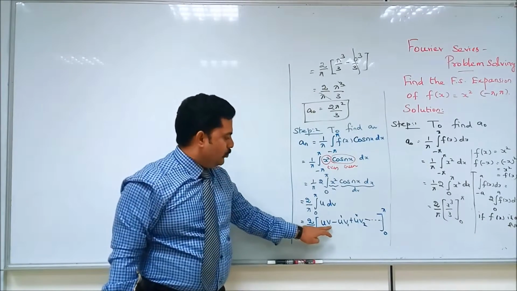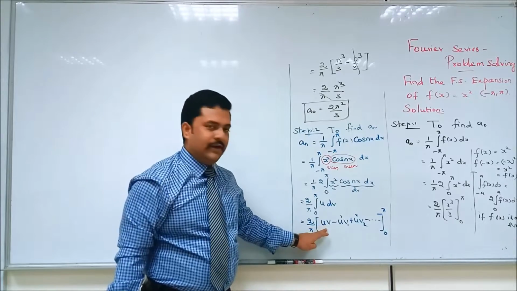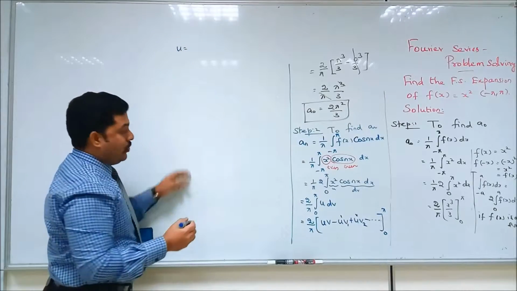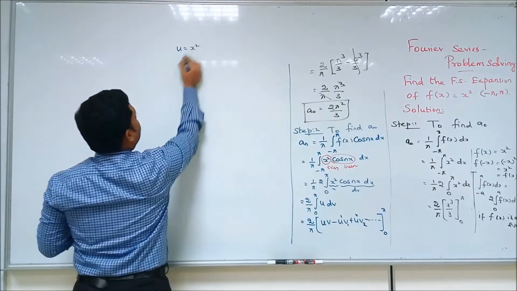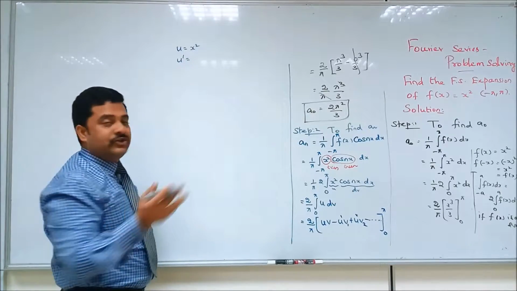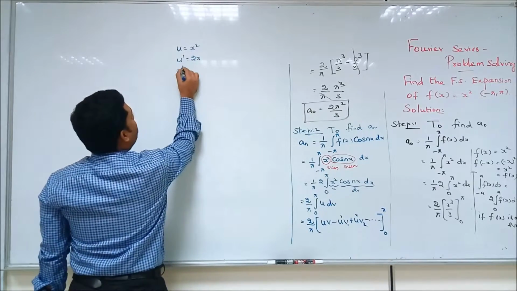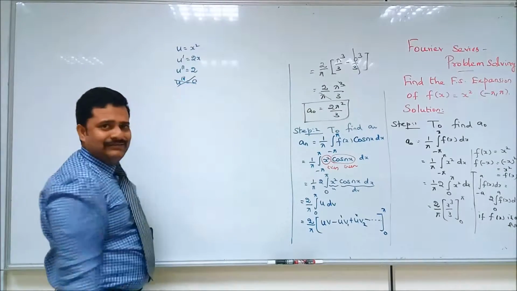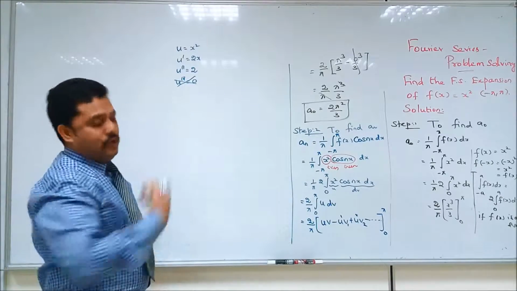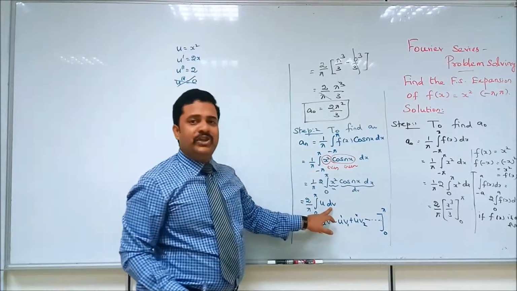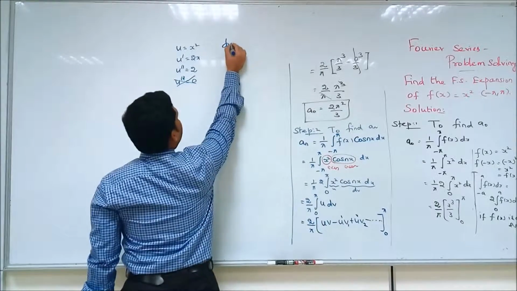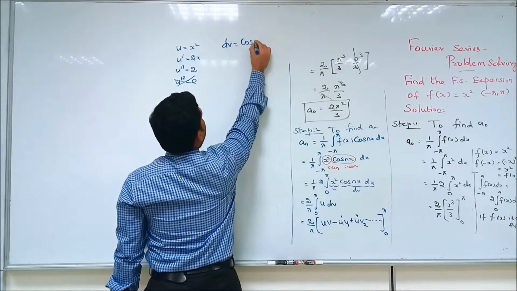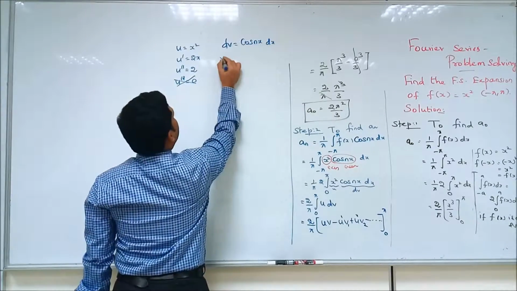Now let us find the appropriate terms and substitute everything here. Start with u. First let us differentiate. What is u? u is x power 2. What is u dash? The differentiation of u is easy: 2x. u double dash is 2. u triple dash is 0, so no need to go further because that is going to be 0 anyhow. Now go for the v terms. Here it is dv, so dv is equal to cosine nx dx. What is v?